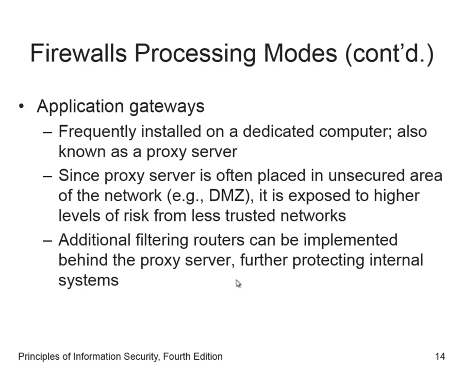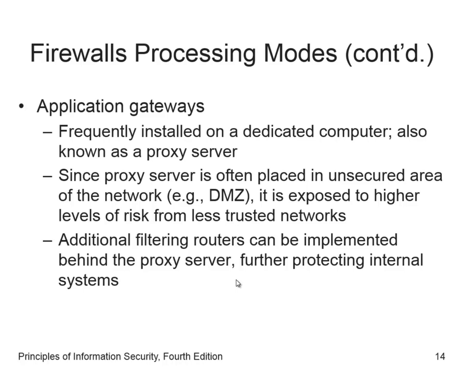The application gateway, application level firewall, or application firewall is frequently installed on a dedicated computer separate from the filtering router, but it is commonly used in conjunction with a filtering router. The application firewall is also known as a proxy server, since it runs special software that acts as a proxy for a service request.